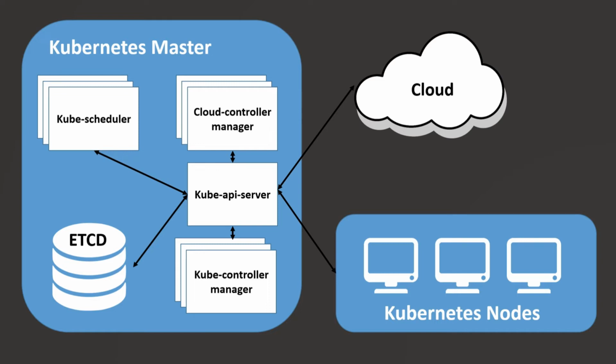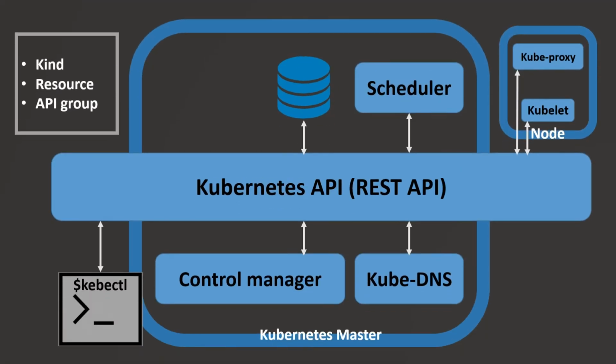On the master node, there are three main processes: kube-apiserver, kube-controller-manager, and kube-scheduler. On the worker node, or nodes, there are two main processes running: kubelet, to communicate with the master nodes, and kube-proxy, for the networking services.